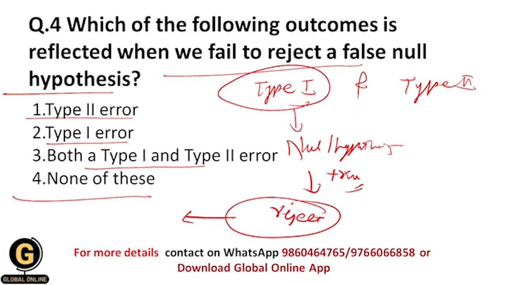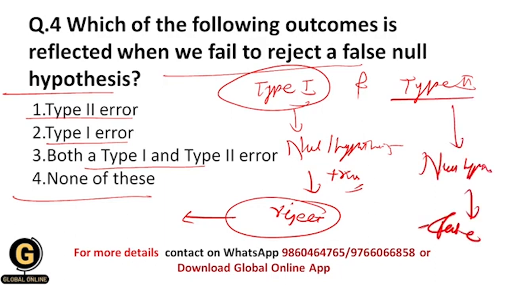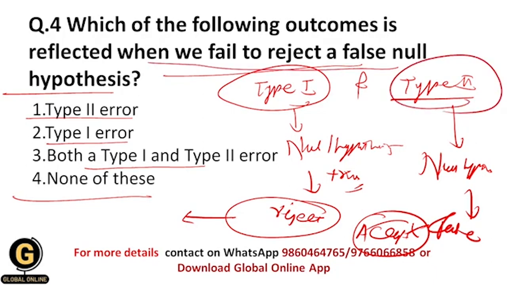And in what situation does type 2 error happen? Whenever there is a null hypothesis, and this null hypothesis is false, but I am not going to reject it, so I am going to accept it. In this situation type 2 error happens, and that's why the situation in the question is basically the type 2 error. Because here the null hypothesis is false, but we are failing to reject it. It means that the null hypothesis is false, but we are accepting it. And that's why in this situation your outcome will be type 2 error.